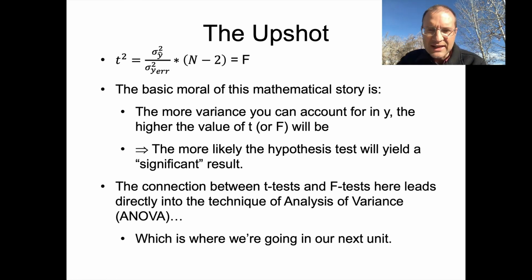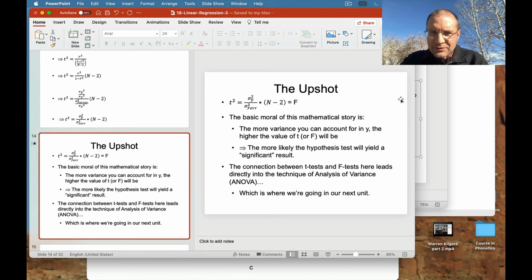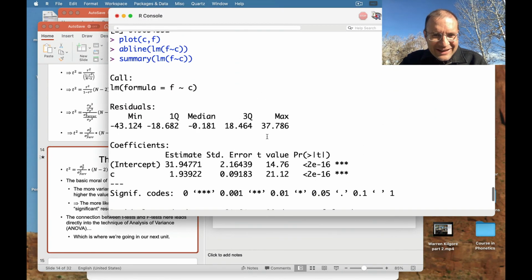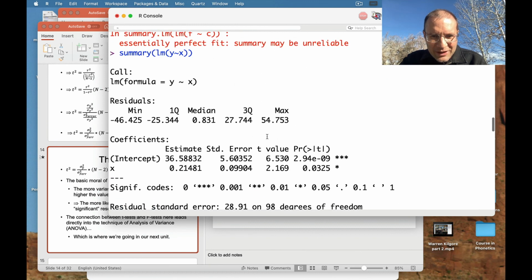So this connection between t-tests and F-tests leads us directly into the technique called analysis of variance, or more commonly ANOVA. That will form the basis of our next unit in this class, and it will take some time for us to walk through, but this is a very commonly used statistical technique, especially when you're dealing with multiple independent variables potentially predicting one dependent variable. And as long as we're here, I'm going to give a little nugget to those of you who have watched this video to this point.